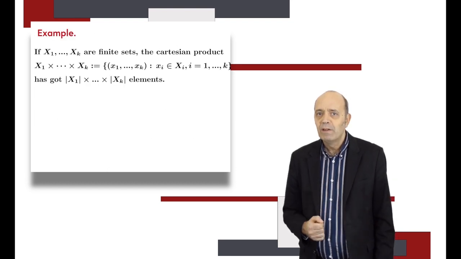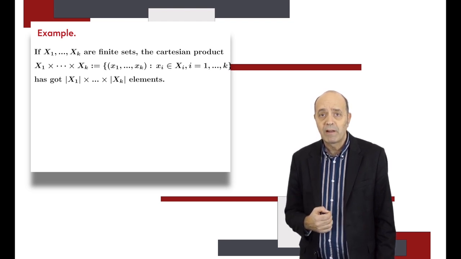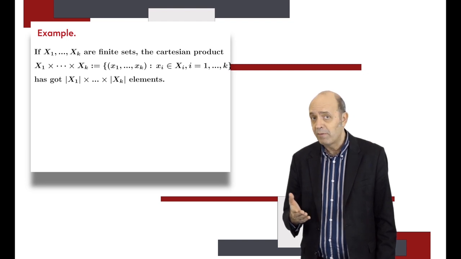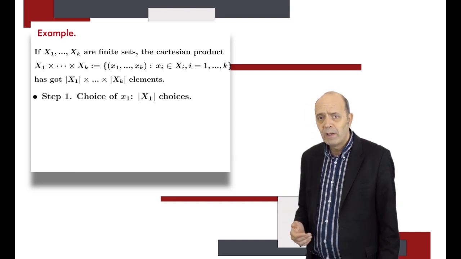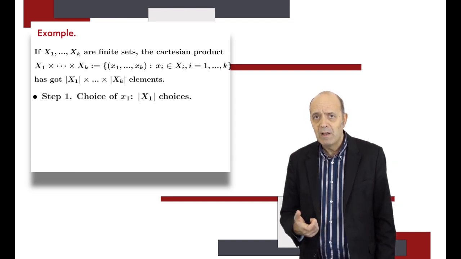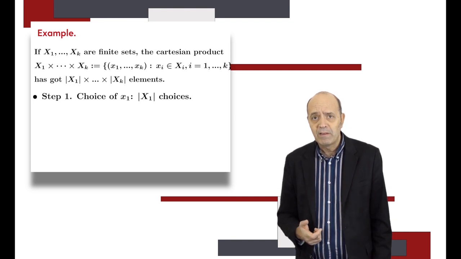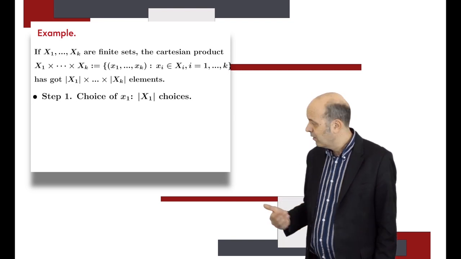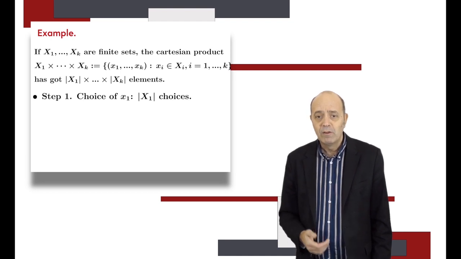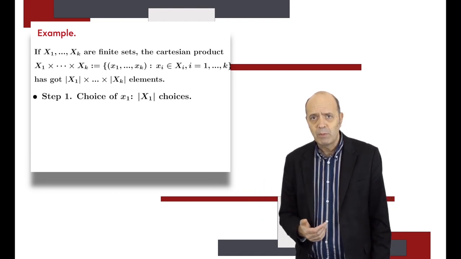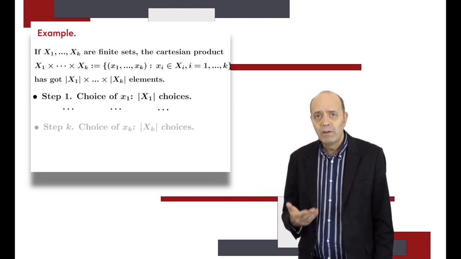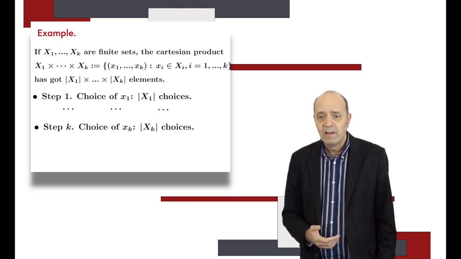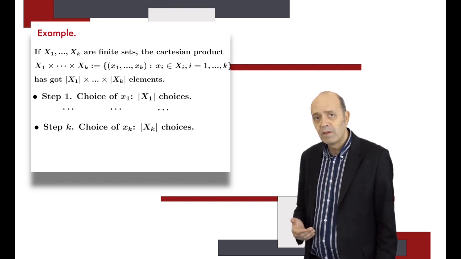As an application of the multiplication principle, it turns out that the number of elements of the Cartesian product of k finite sets is the product of their number of elements. Let's see why. We can write the elements of the Cartesian product as a sequence (x1, ..., xk), and form the sequence in k steps. In the first, we choose x1, the first element of the sequence. We have as many choices as there are elements of the first set, and so on up to step k, where we choose xk, and we have as many choices as there are elements of the k-th set.